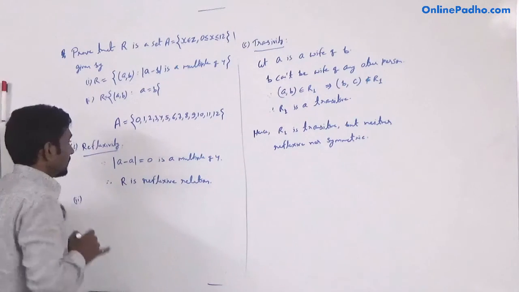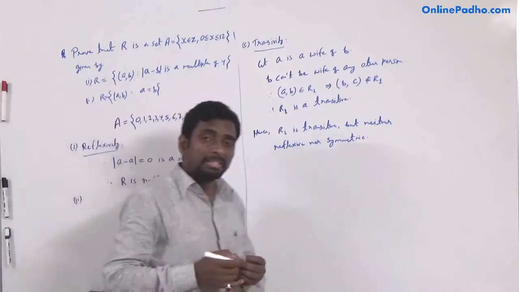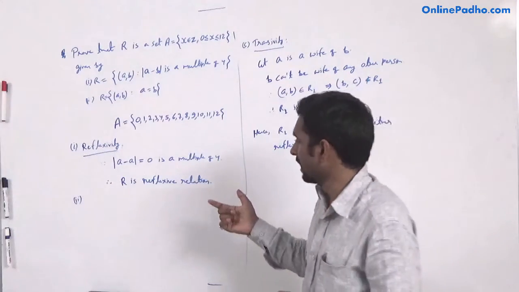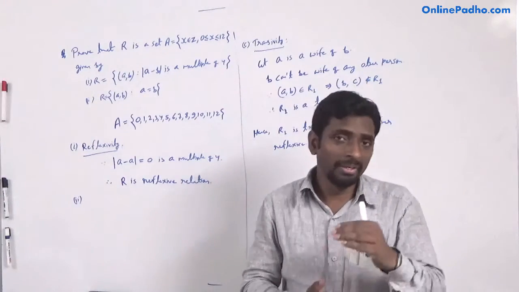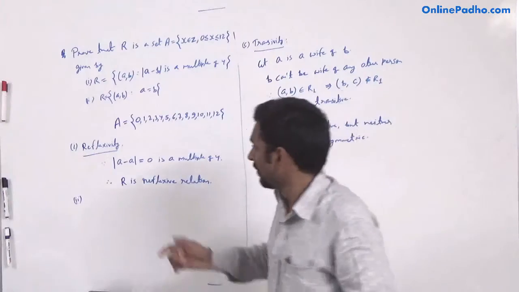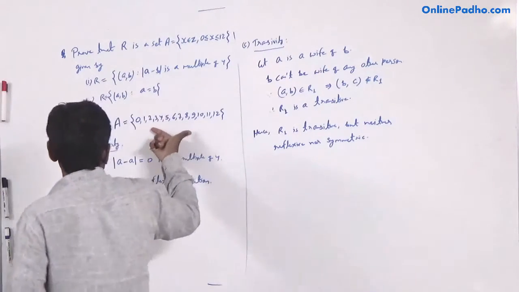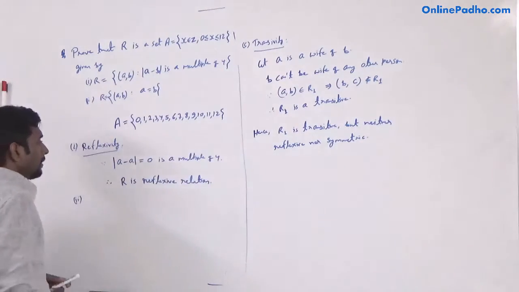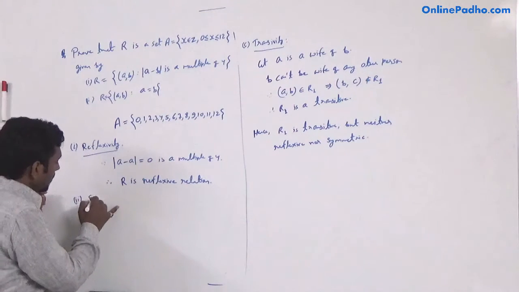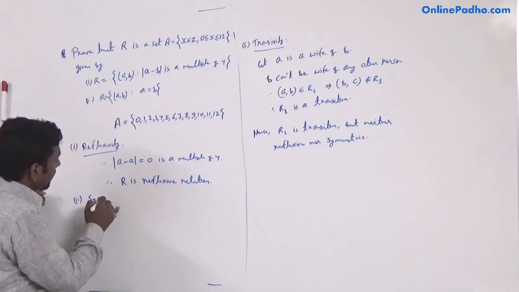If the relation is reflexive, we have to prove it by a general statement. If it is not reflexive, we can take any example. If in any one case this is not reflexive, we can say that this is not reflexive. But this relation is reflexive in each case. Second one, symmetricity.